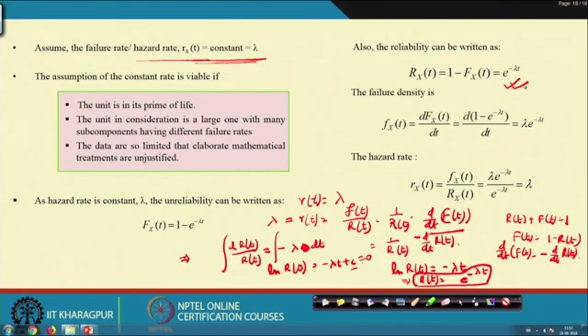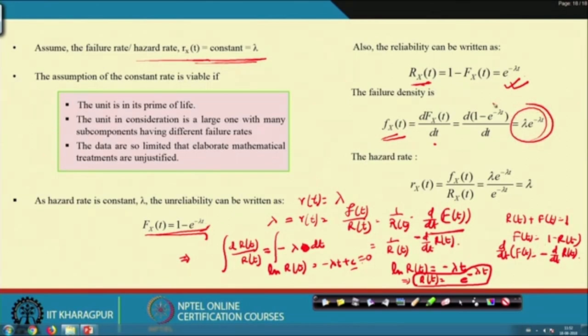So that means if your hazard rate is constant, then reliability will be e to the power minus lambda t. Now if I know reliability is this, then what is the CDF? 1 minus this. So with 1 minus this, what will be ft? Small ft will be del Ft by dt. So what is this? Del by dt of (1 minus e to the power minus lambda t), which is lambda e to the power minus lambda t.